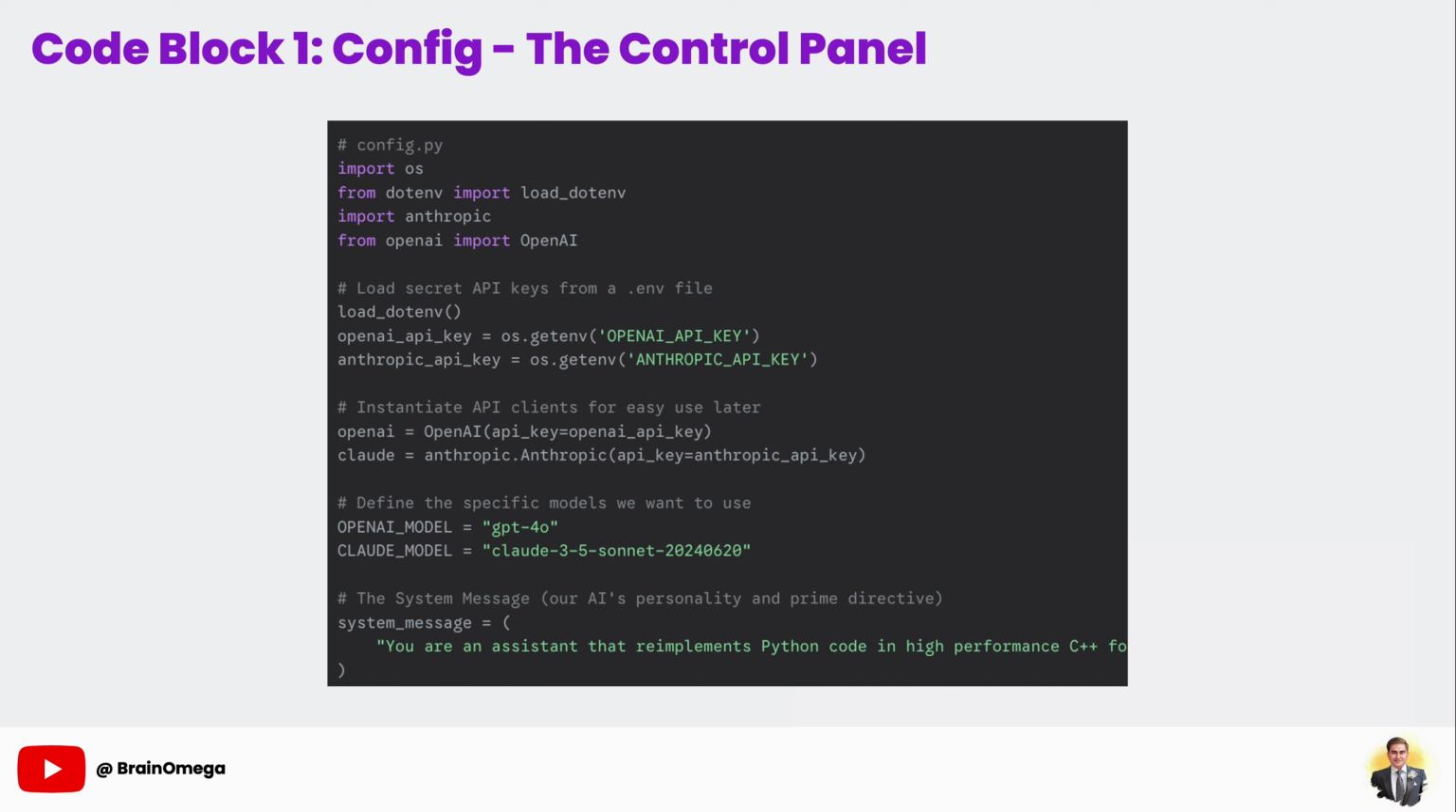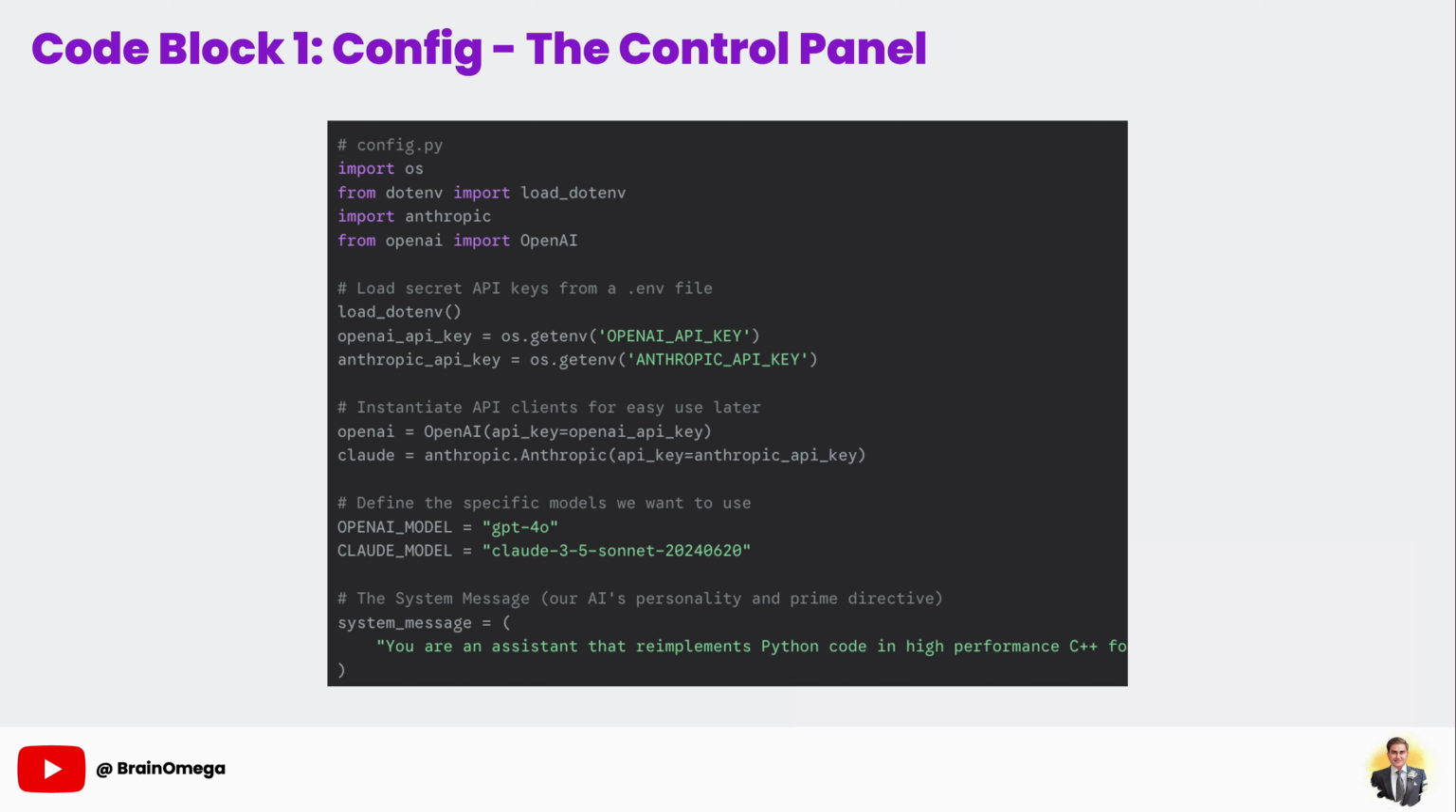Next, we create what are called API clients. An API client is an object that handles all the complex details of communicating with a service. Think of it like having a dedicated pre-programmed phone line directly to OpenAI and another one to Anthropic. We instantiate them here so they're ready to use anywhere in our project.